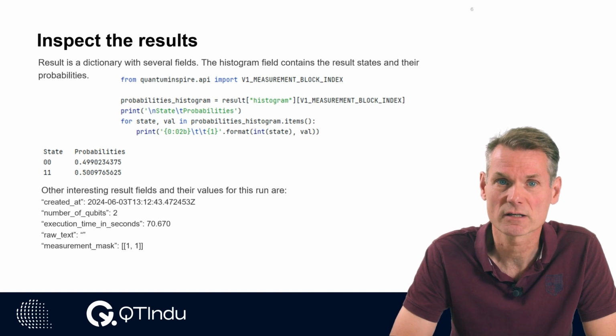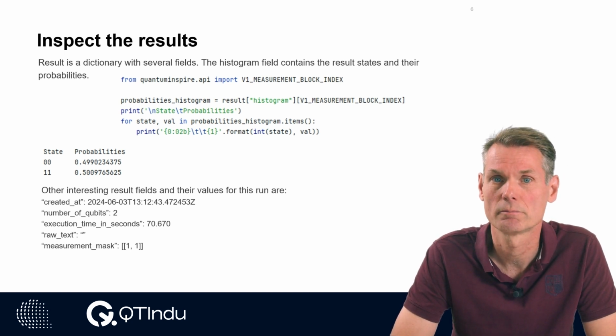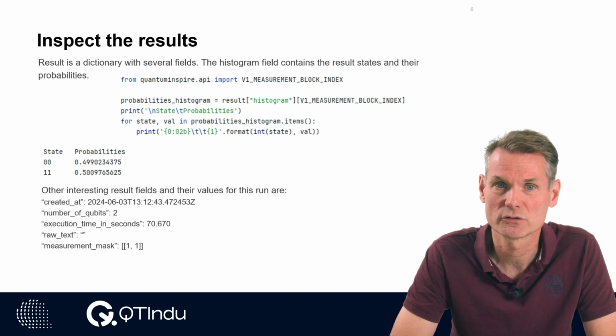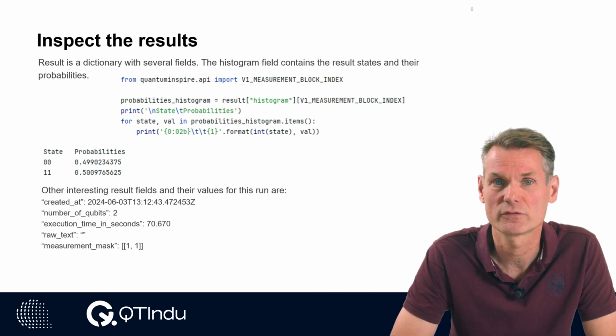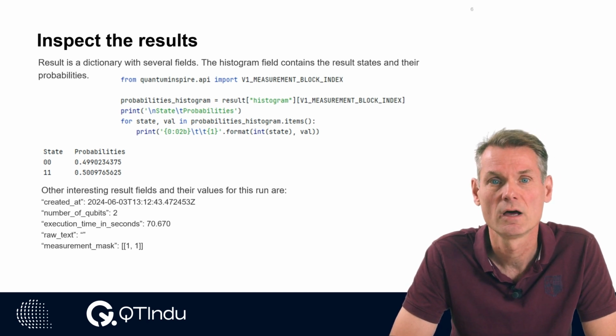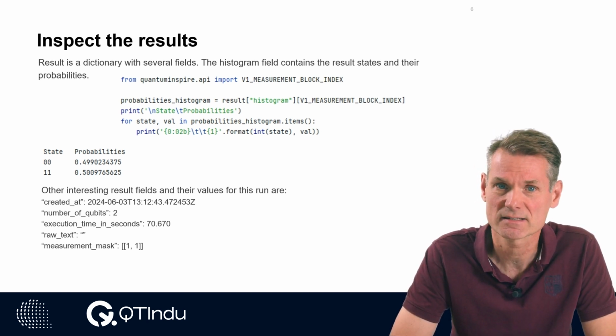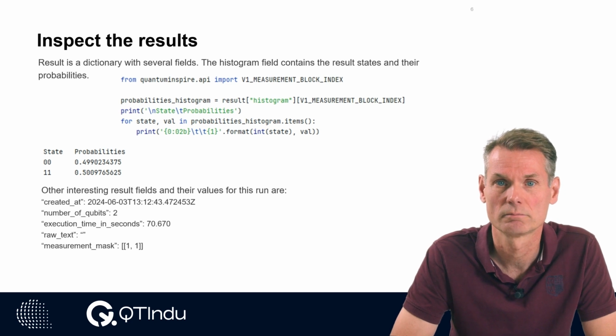Keep in mind this value is in UTC or Zulu time. Field number of qubits contains the number of qubits used in the algorithm. The field execution time in seconds indicates for simulators the total time until the result is received. For the hardware backends, this is the net time running on the hardware.